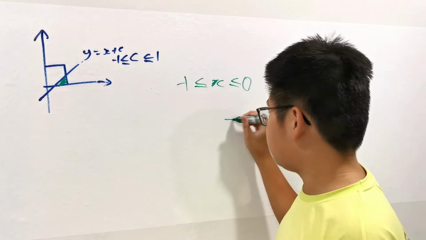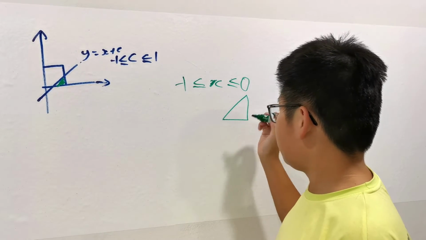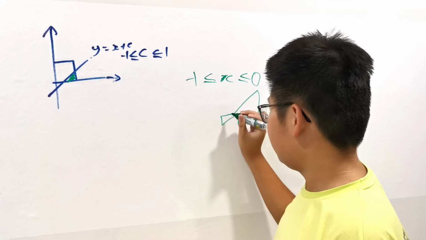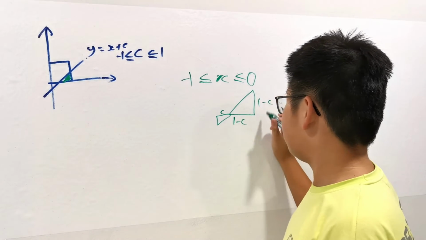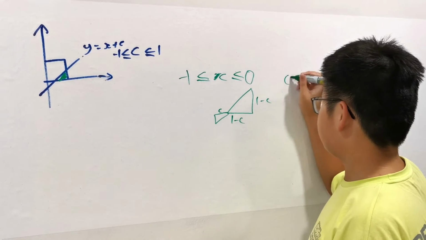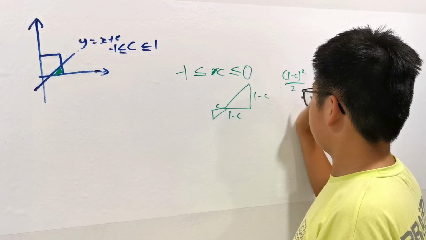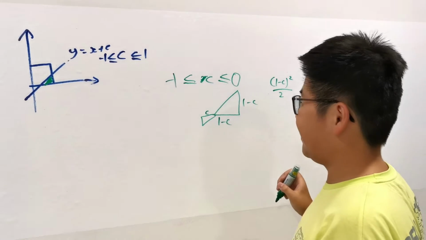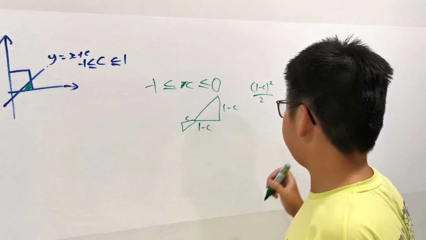Okay, so let's draw this triangle. This is equal to 1 minus c, because we see this is c, and this is also 1 minus c. So the area of this triangle is (1 minus c) squared over 2. Now, how do we tell whether this is the actual curve?